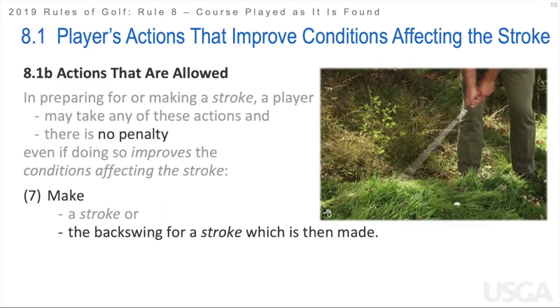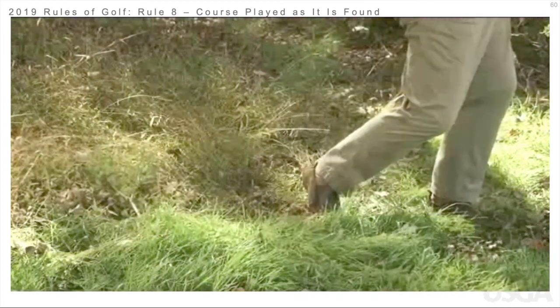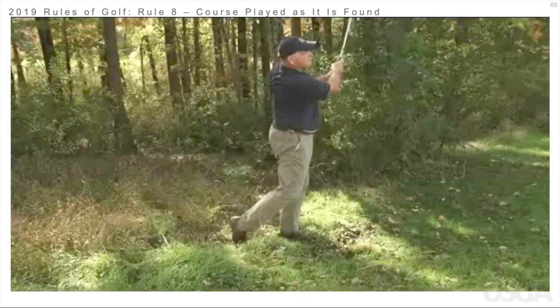If in the course of making a stroke, during the backswing, and the stroke is still made, something happens to improve, you are not going to be penalized. I think we have a video here, and it'll be kind of hard to see, but watch closely. On the backswing, they will uproot a bush or a patch of grass or something like that, but because they continue on with the swing, that's going to be okay. The improvement was allowed because they continued on with the swing.